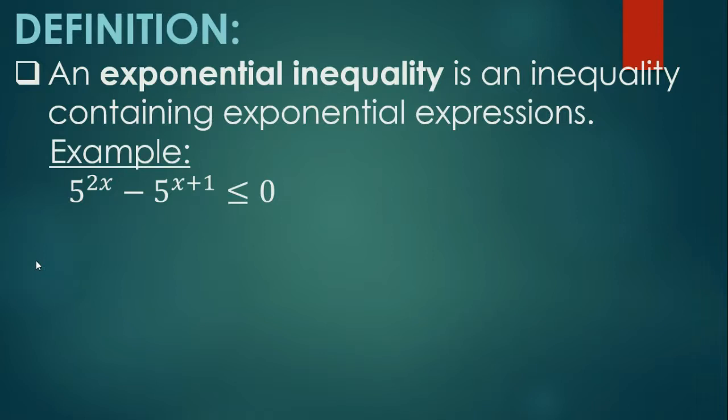Yung base ay mas malaki kay 0. Yung base which are 5 and 5, mas malaki siya kay 0 at hindi siya equal kay 1. Mayroong variable sa exponent. Okay? Ibig sabihin, this is a valid exponential inequality. So, if you will ask, Sir, bakit mayroong negative doon? There is a negative symbol there. Hindi dapat siya exponential inequality kasi hindi na-satisfy yung condition. Dapat yung base laging mas malaki kay 0 at hindi siya mag-equal kay 1. Negative naman siya. Bakit nasabi yung exponential inequality yan?